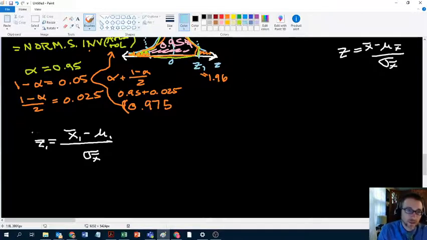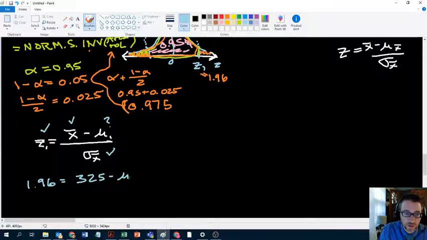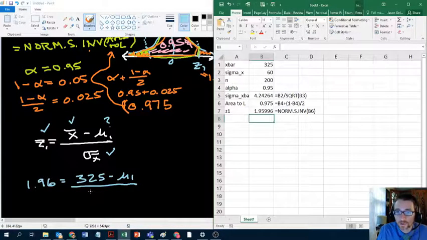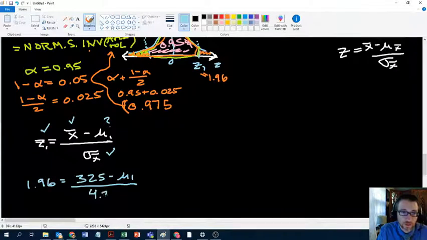Now, can we use this? Well, to do so, we need 3 of these 4. We have a z. Oh, I guess there's only 1 x bar, so I'm going to erase that. Sorry, if that was confusing, I apologize. We have a z, we have an x bar. We do not have a mu1. We do have a sigma x bar. So we have 3 of the 4, so we should be able to pull this off. z is 1.96. x bar is 325 minus mu1 over, I think it was 4.24. Yeah, 4.24 is good enough. So to find mu1, we just have to solve for mu1.